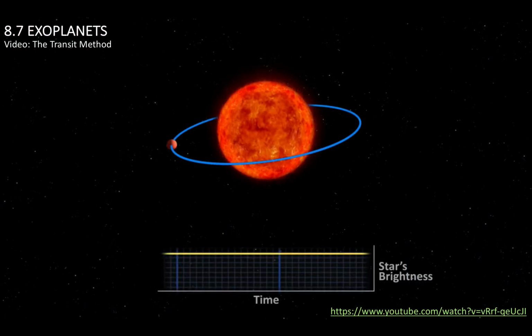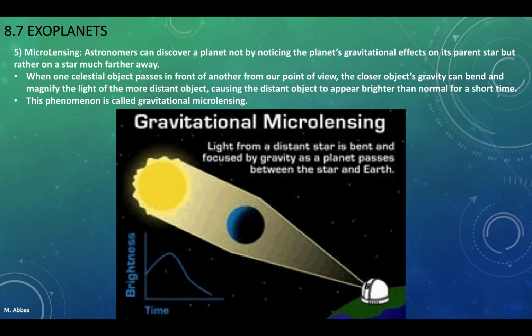Okay? So we talked about direct imaging, taking normal pictures, the astrometric method, the radial velocity method, the transit method, and now we talk about microlensing. Okay? Now microlensing is a bit heavy because it has to do with Einstein and relativity and other complicated topics. But I'll explain it.